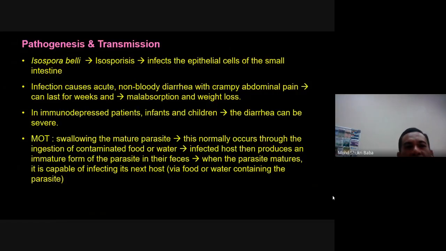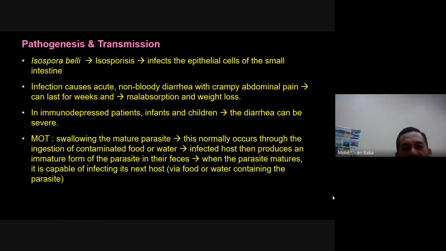Alright, Isospora belli akan menyebabkan isosporiasis, which is they infect the epithelial cells of small intestine, and then infection cause acute non-bloody diarrhea with cramped abdominal pain. It can last for weeks and cause malabsorption and weight loss. In immunodepressed patients, and also in infant and children, it might be severe diarrhea, bagi mereka yang di kalangan immunodepressed patient.